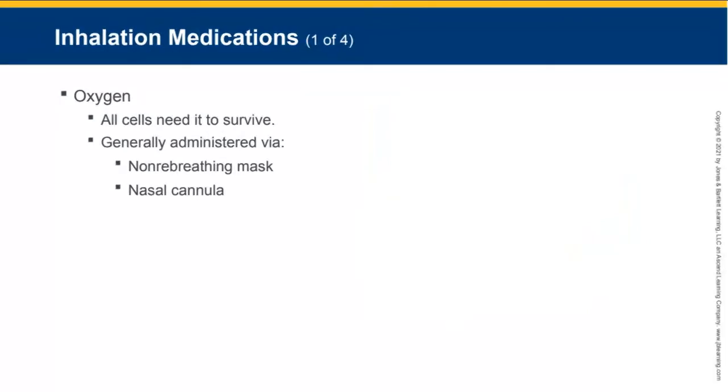Inhaled medications, oxygen. By far, this is the most commonly administered medication in the pre-hospital setting. All cells, especially those in the heart and the brain, are going to need oxygen to function properly. It's generally administered via a non-rebreathing mask at about 10 to 15 liters per minute, via nasal cannula at 2 to 6 liters per minute.